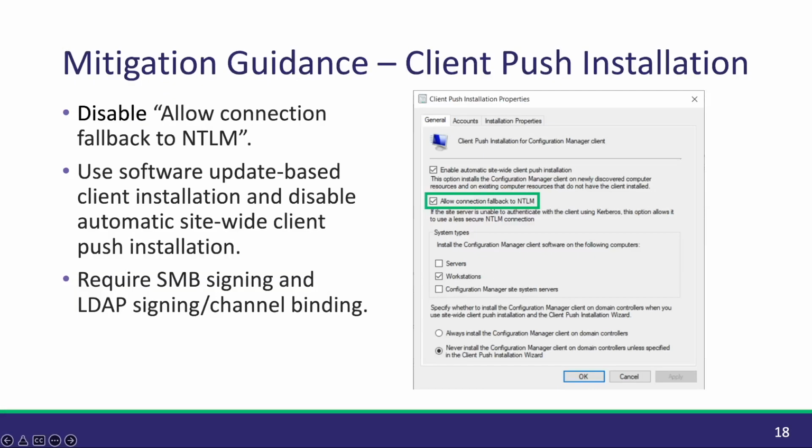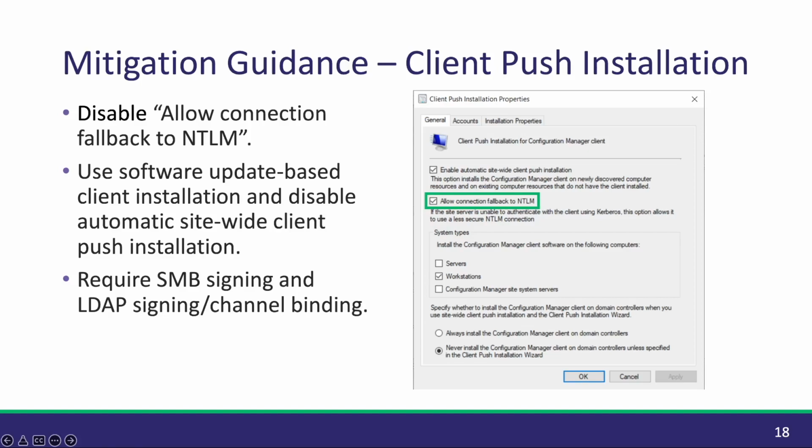So how do we prevent these NTLM relay primitives from being used in our environments? For the client push installation technique, you can simply disable the allow connection fallback to NTLM option in your client push installation properties. This is the only thing that you need to do to prevent the client push installation attack from occurring. You can optionally use software update based client installation and completely disable automatic site-wide client push installation. The two accomplish the same objectives, and software update based client installation is much more secure in comparison.